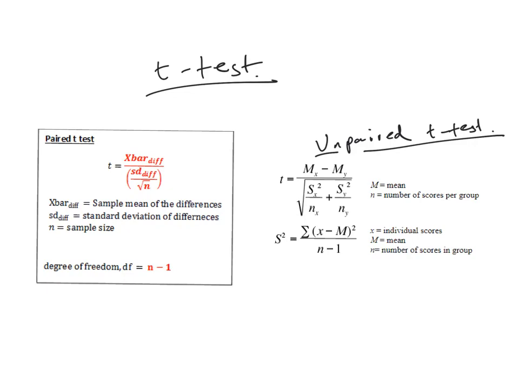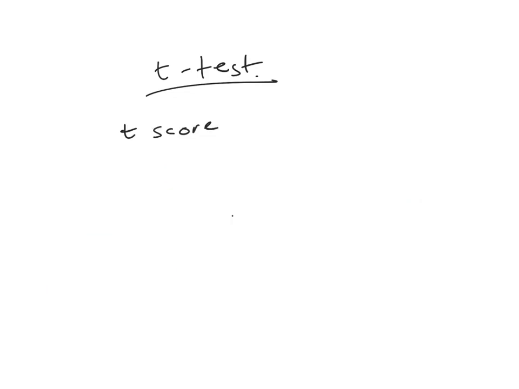For unpaired t-tests, what you do is you need to work out this t equals mx minus my, which is the mean of your x values and your y values, and then you divide that by your sx squared and sy squared, which is divided by your nx and your ny. So to work out your s squared, basically you do the sum of your x, which is your individual scores, minus the mean squared, divided by n minus 1, which is the number of scores in the group. You do that for group 1 and group 2, and you assign one of them x, one of them y. So by doing this, you work out t-score.